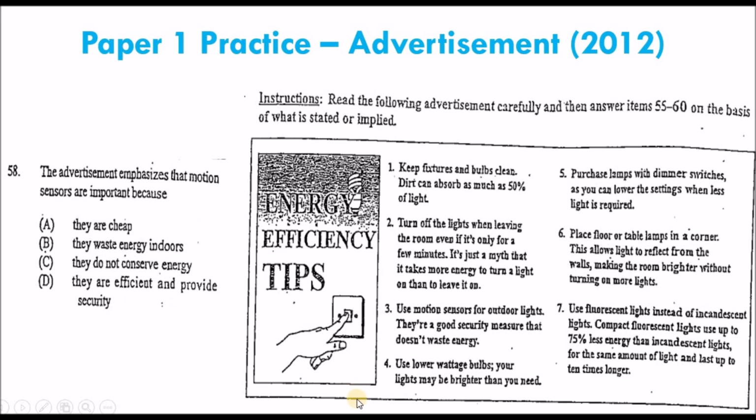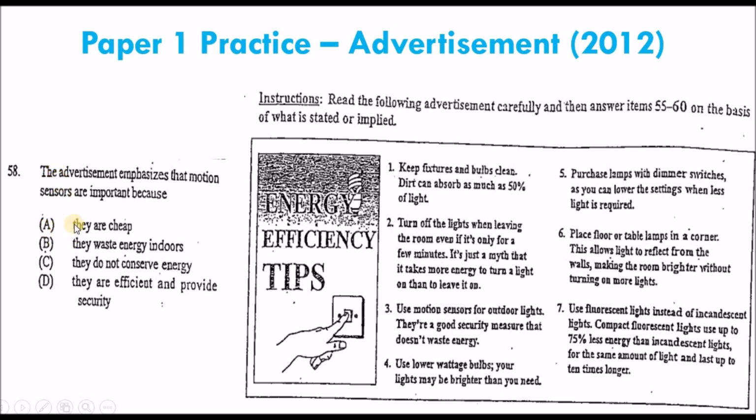Let us look at 58. The advertisement emphasizes that motion sensors are important because... Where did the passage make mention of motion sensors? Which tip made mention of motion sensors? If you said tip 3, you are correct. And tip 3 said use motion sensors for outdoor lights. They are good security measures that do not waste energy, right?